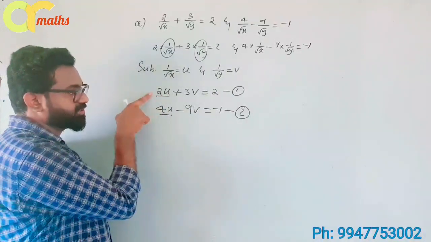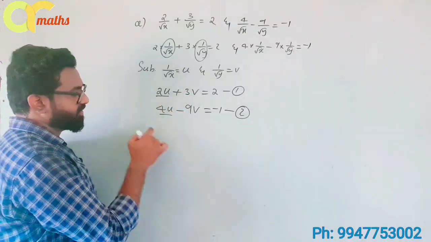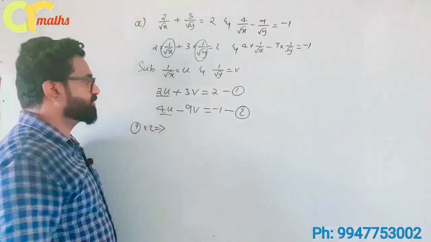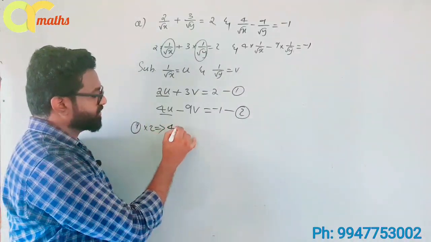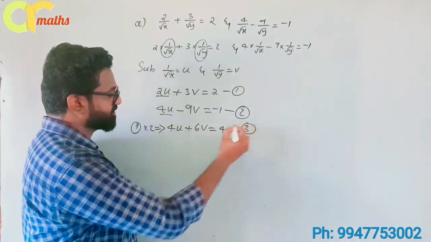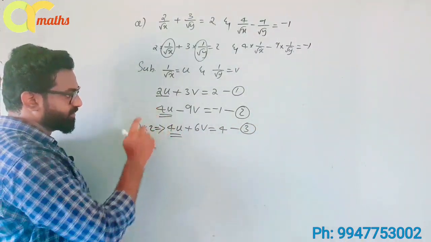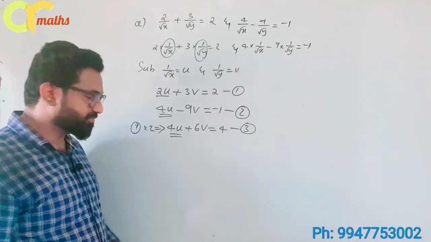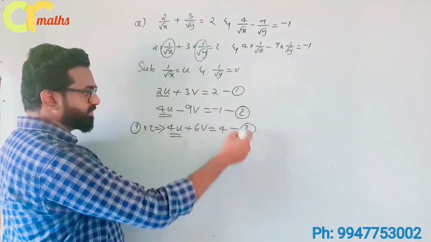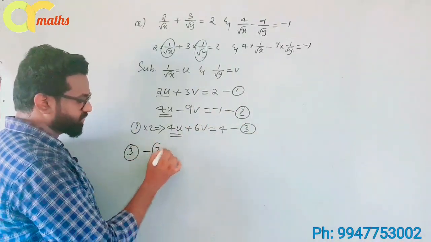Yes, by multiplying by 2 or by multiplying by 3, here 9. So equation 1 into 2. What is equation 1 into 2? That is 4u plus 6v equal to 4. You got third equation. Then these two terms are equal. How to eliminate 4u and 4u? By addition or subtraction? By subtraction. Okay. So equation 3 minus equation 2 or equation 2 minus equation 3, large number minus small number. So equation 3 minus equation 2.